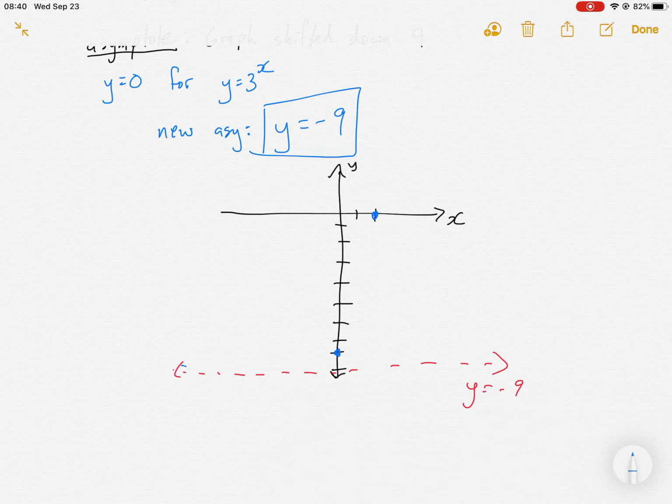So let's go ahead now. I know the graph will look something kind of like this. And this is about the best I would expect. I don't expect you to have perfect graphs of this because that's what Desmos is for, or your graphing calculator.